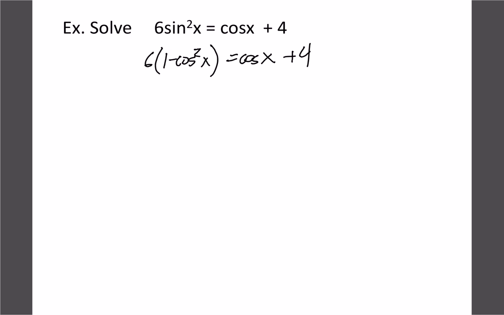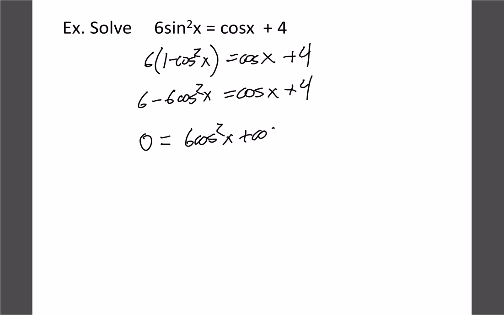So we could change the sine squared into 1 minus cos squared and see if this works. So now if we actually FOIL it out, we'd have 6 minus 6 cos squared. And let's bring everything over to the other side. So we'd have, well, let's add it, so we'd have 0 equals 6 cos squared x plus cos x. And if we bring the 6 over, we'd minus the 6, that gives us minus 2. So this is one where it's a more difficult one to factor, but it should still work out.